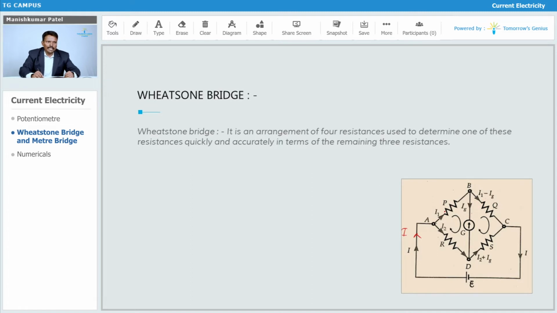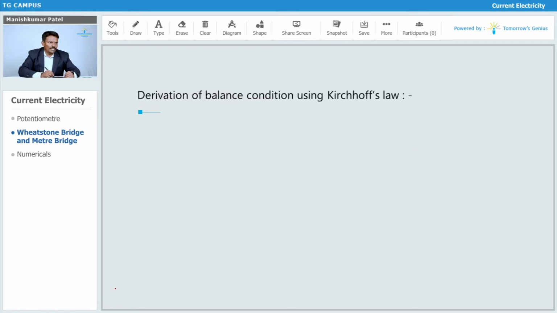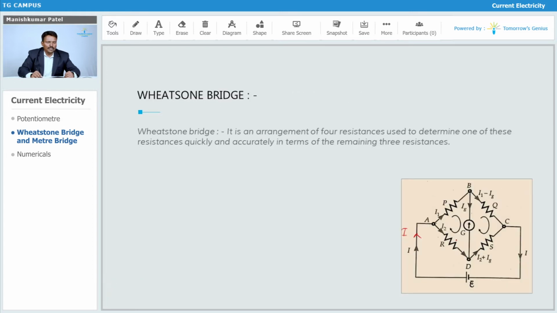So for this circuit, you have to write down those equations. What you have to do is make sure that there is no current flowing through this galvanometer, which will balance the bridge. Definitely it will make sure that the bridge is balanced over here.